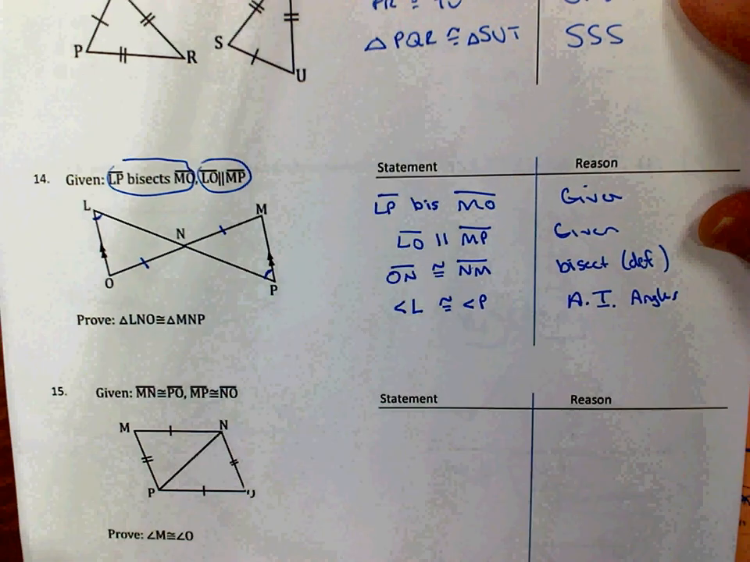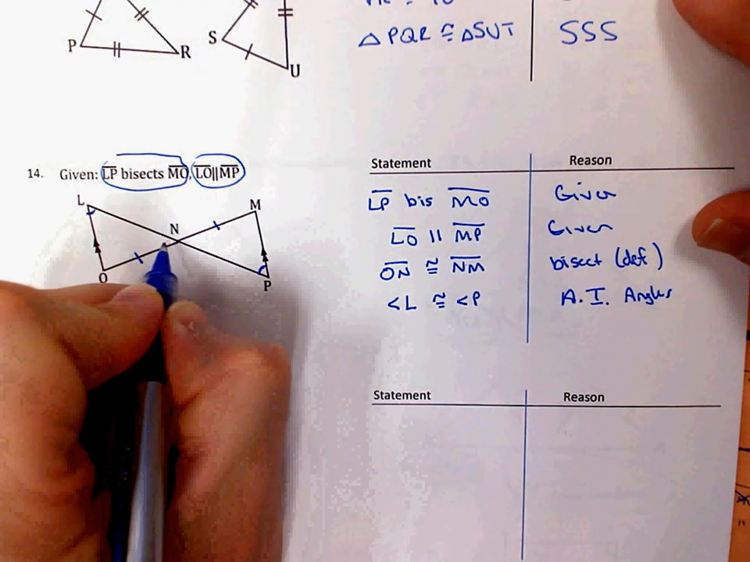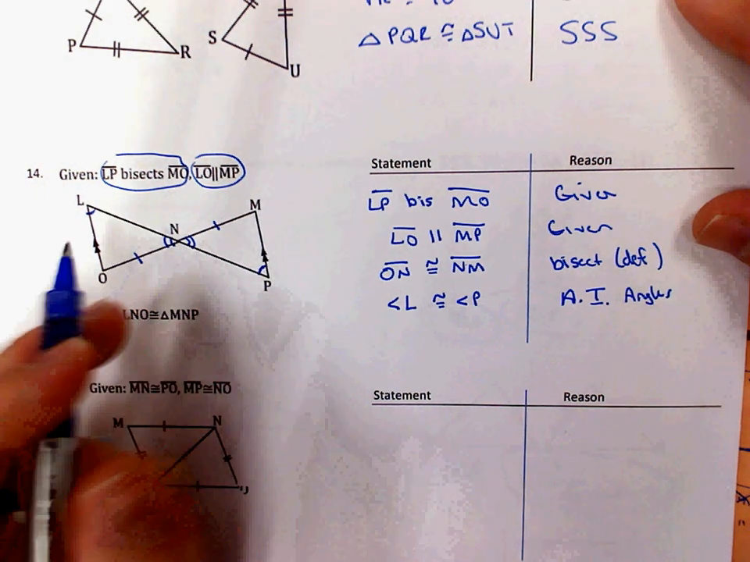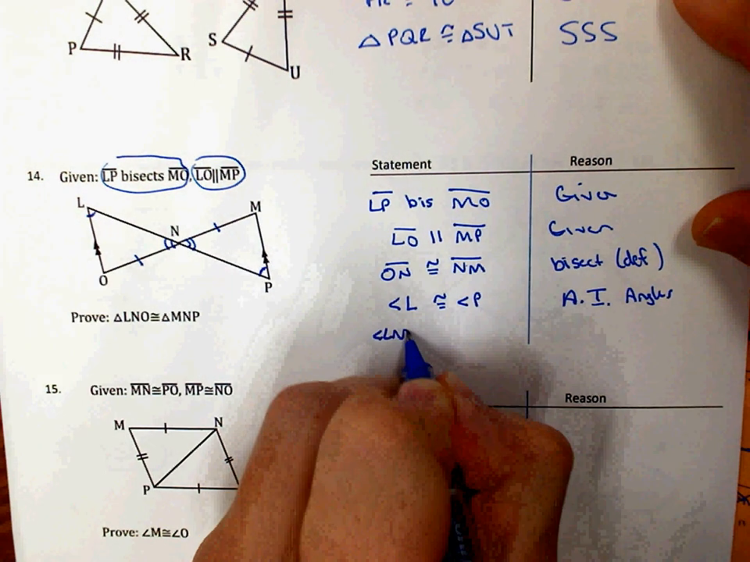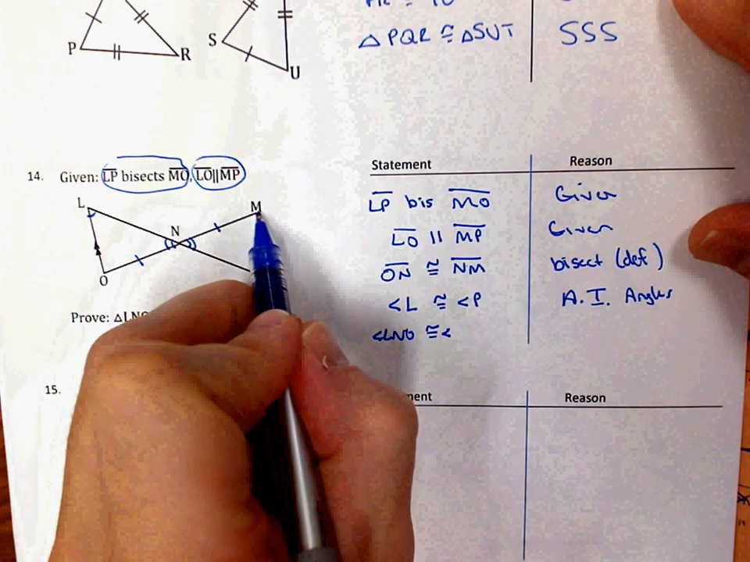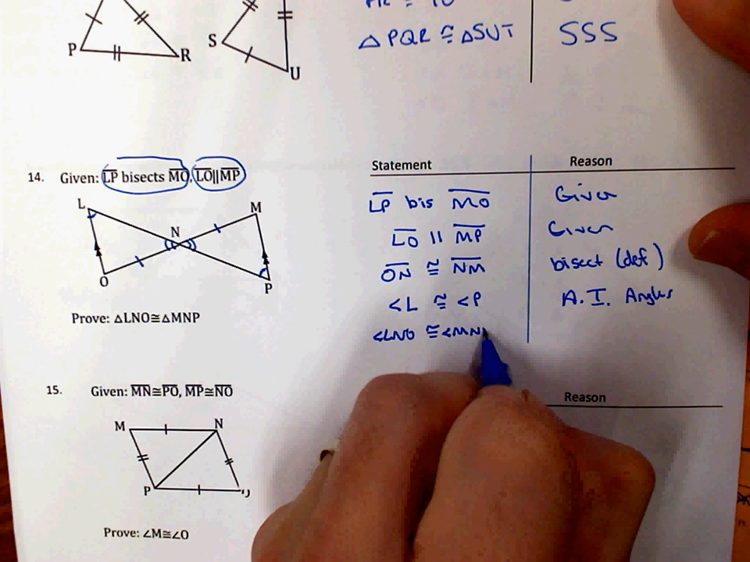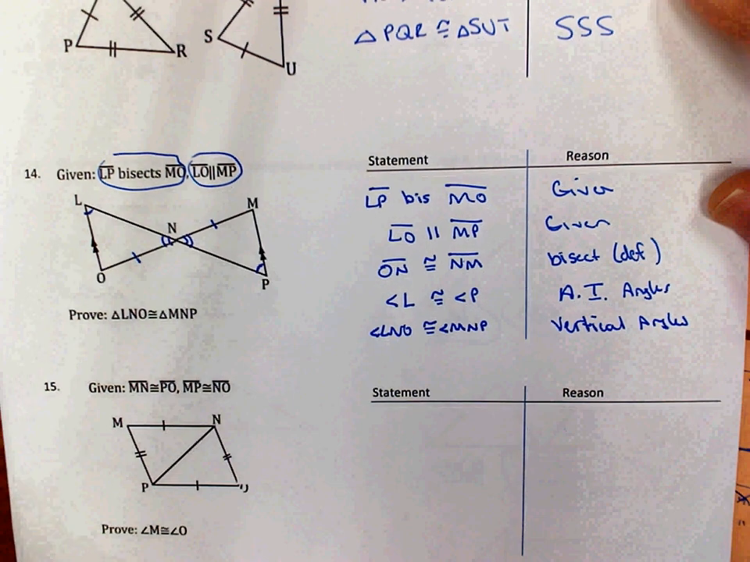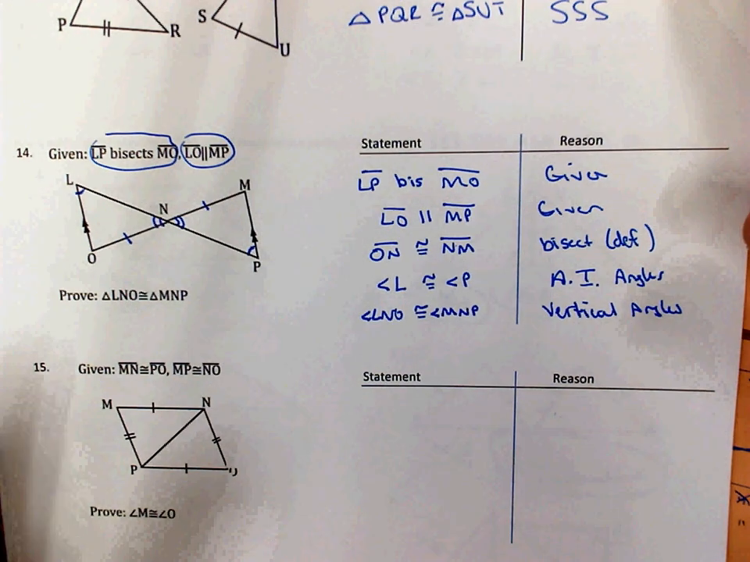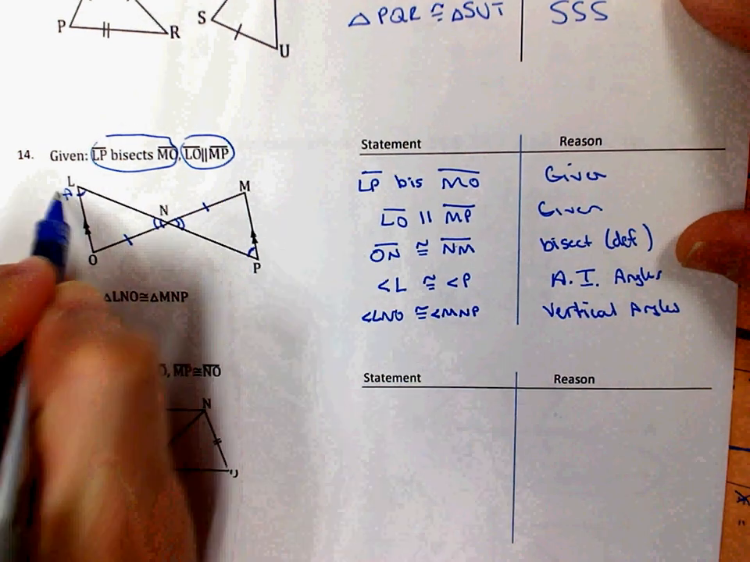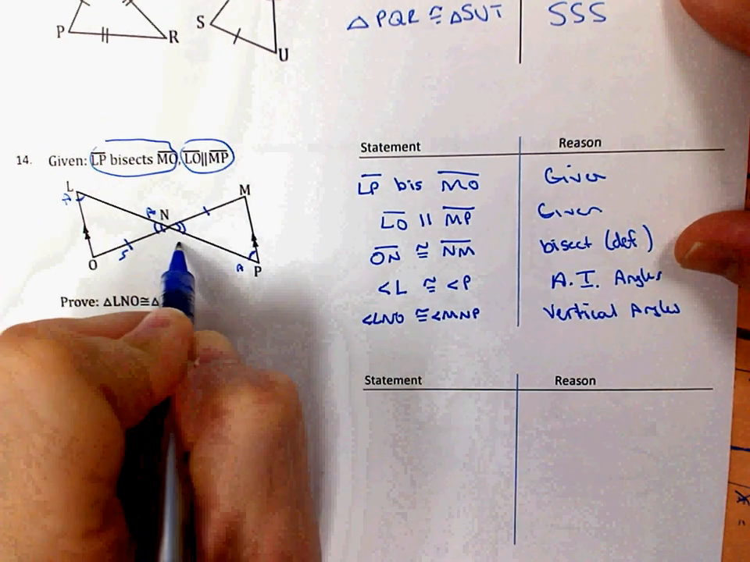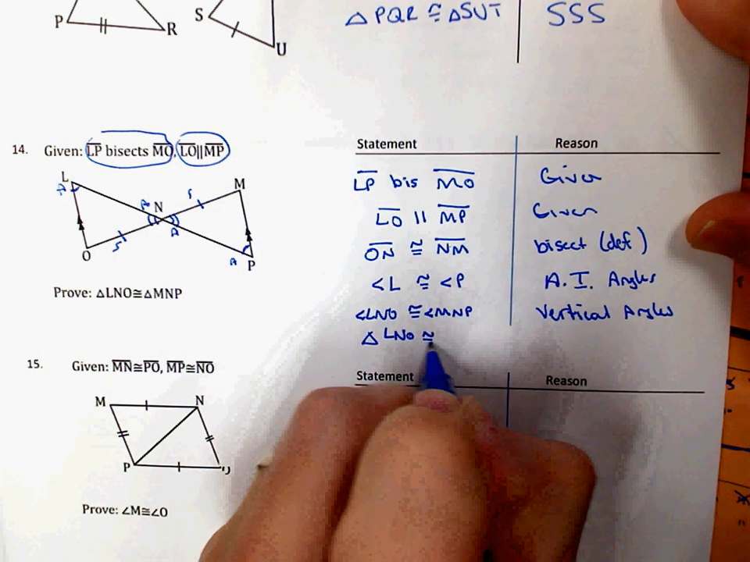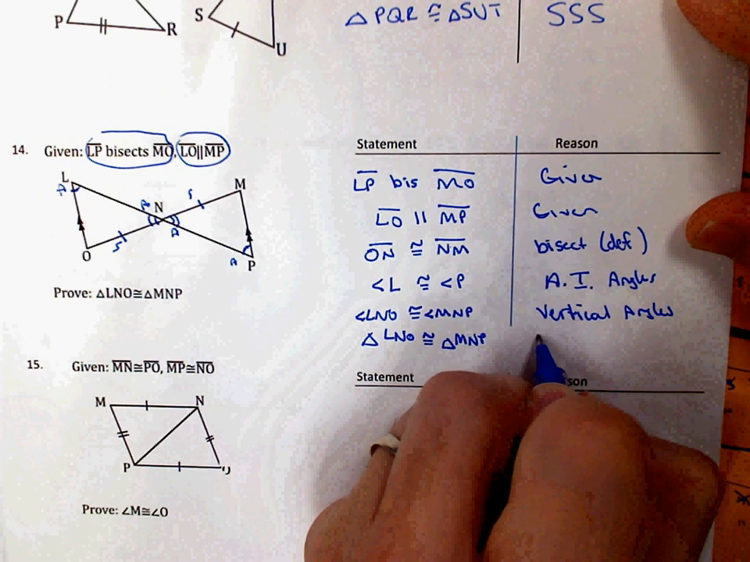And then don't overlook the one that's kind of obvious, but sometimes it's obvious and we don't think about it. Vertical angles in the middle. So LNO is congruent to MNP. And those are vertical angles. So I had to do a lot more work on this one because it didn't give me as easy information, but I still proved that the triangles are the same because I have AAS on both of them. So triangle LNO is congruent to triangle MNP by the angle angle side postulate.